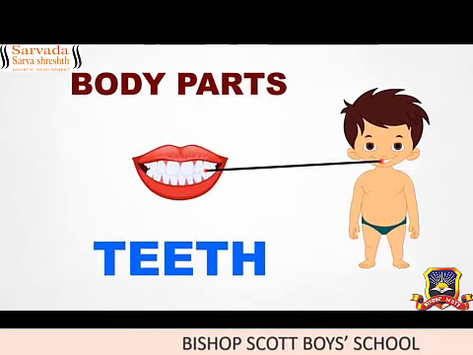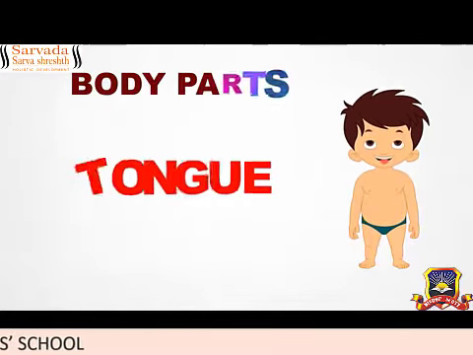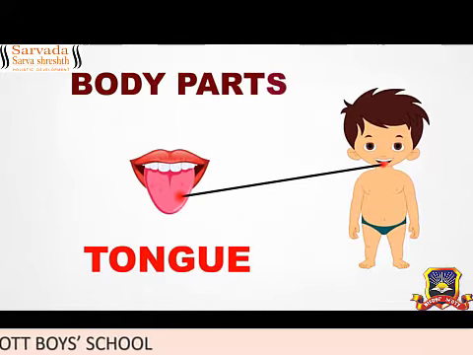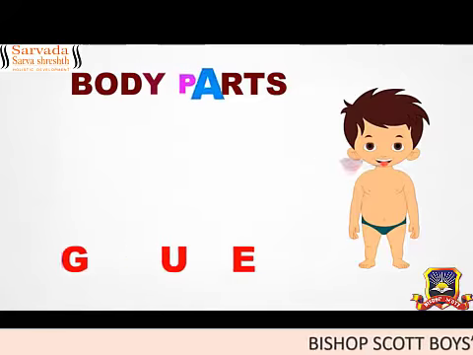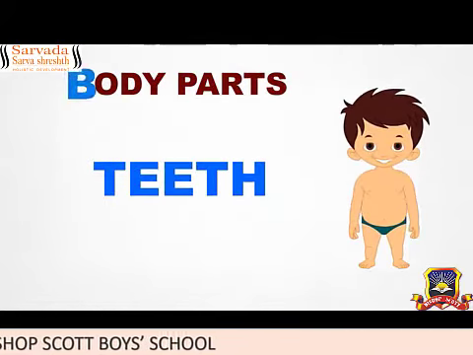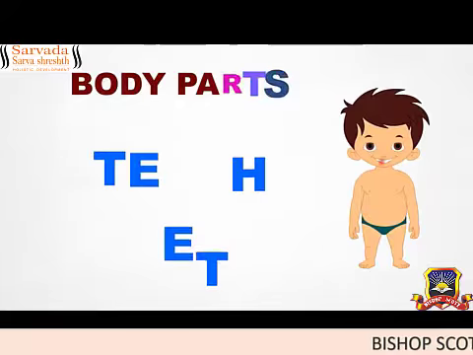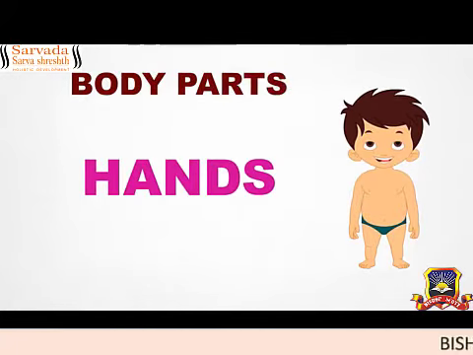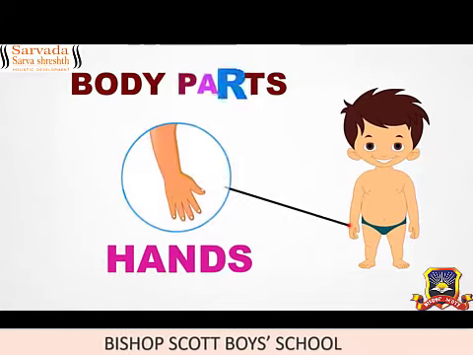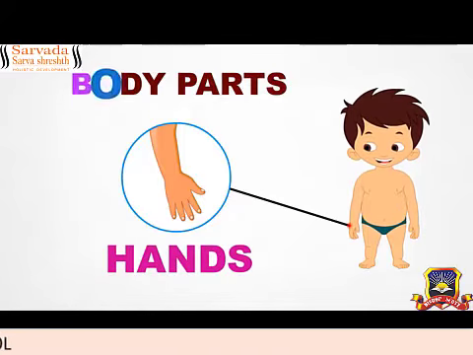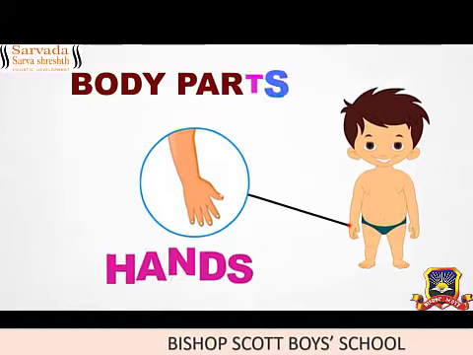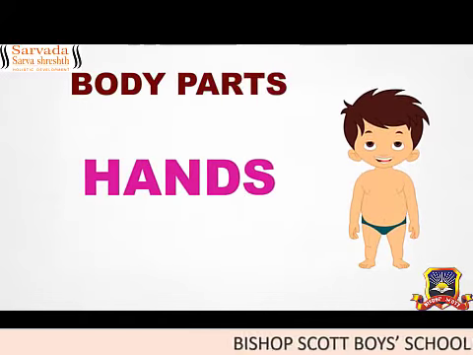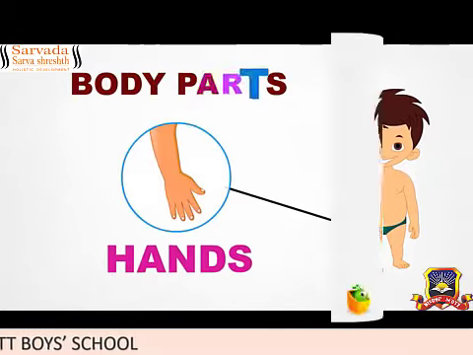Teeth. Why are the mouth and teeth important? Do you know? Mouth and teeth are important because they help us to eat, chew, cut. It helps us to swallow food. Hands. Our hands help us to do many things like writing, holding, carrying, playing games, etc. How many hands do we have? We have 2 hands.